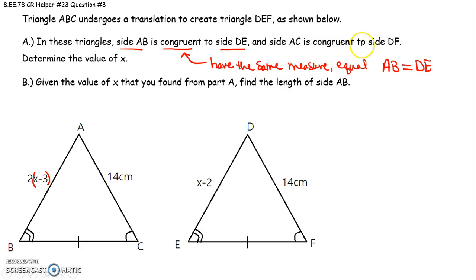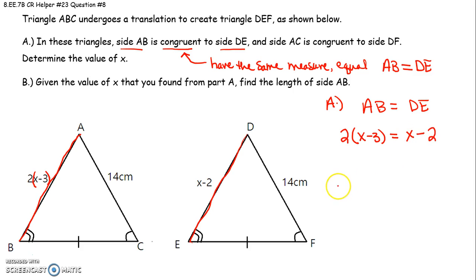AC is congruent to DF. Well, here's AC, that's 14. That sure is congruent to DF. Determine the value of X. Okay, so we're going to take the fact that we know side AB has the same measure as DE. So for part A, I'm going to set AB equal to DE. So AB is 2 times the quantity X minus 3, and I'm going to set that equal to whatever DE is, that's X minus 2.